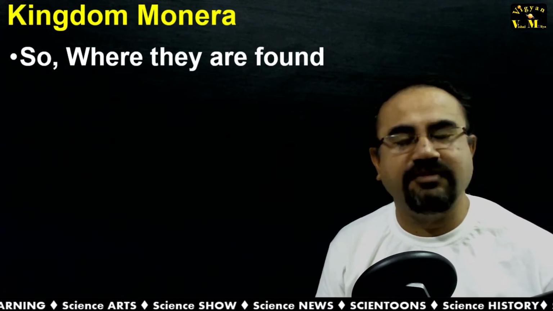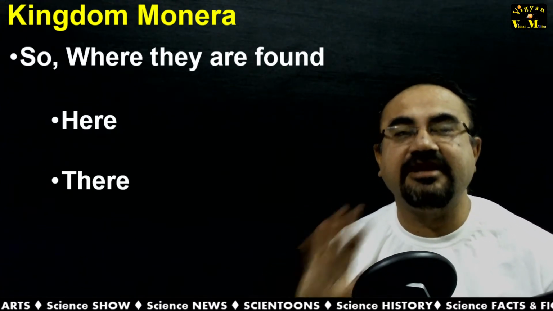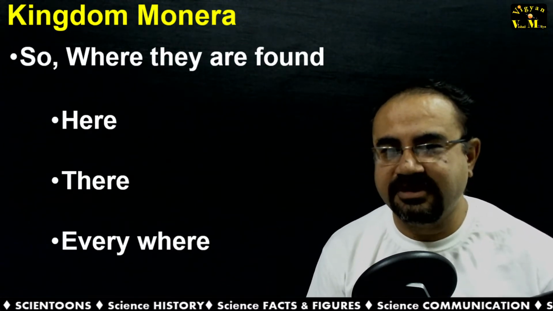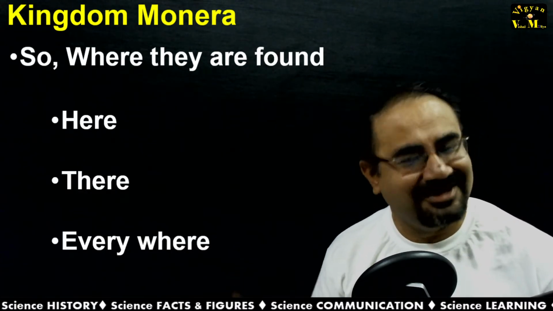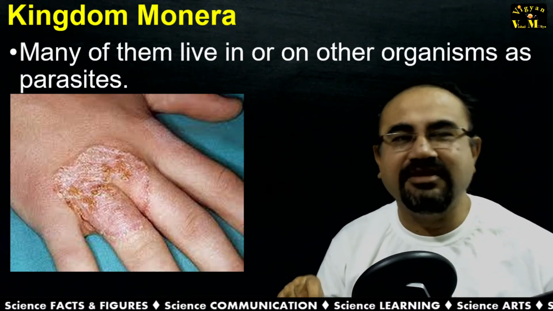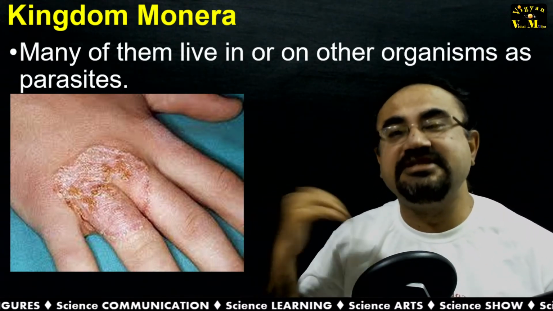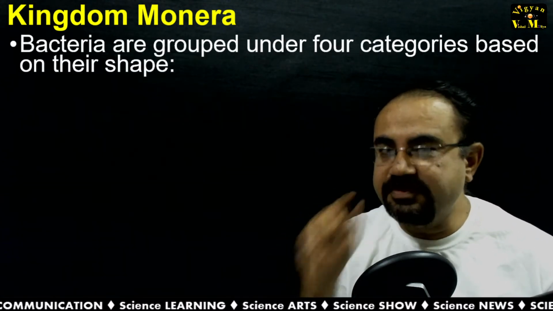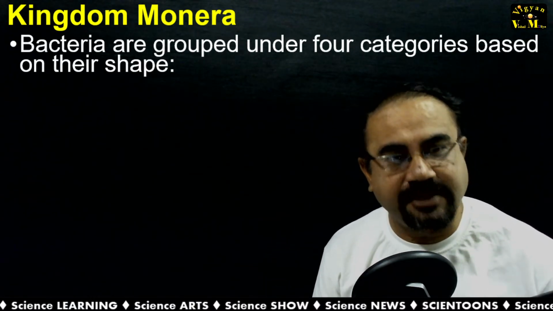In other words, where are they found? Here, there, everywhere. I am using a very nice Hindi word for it: atra, tatra and sarvatra. They are everywhere. Many of them live on other organisms as parasites, or inside other organisms as parasites. On the basis of shape, they are classified into 4 different types.